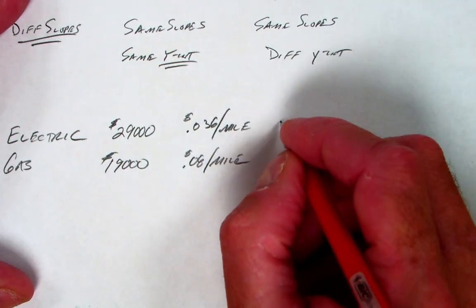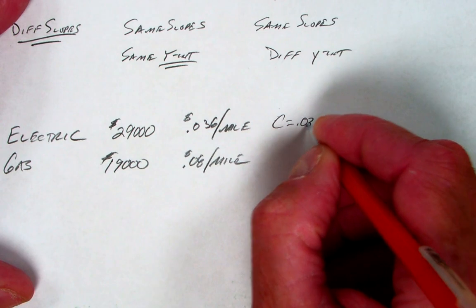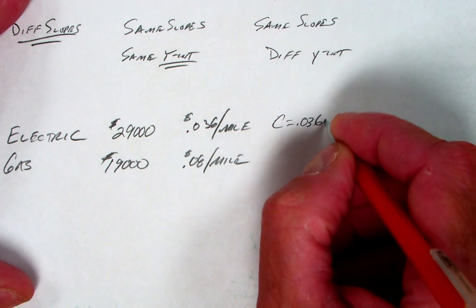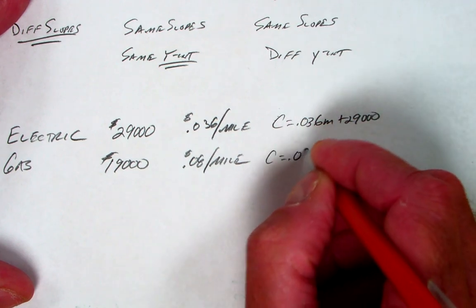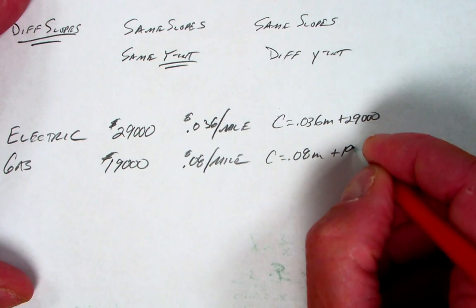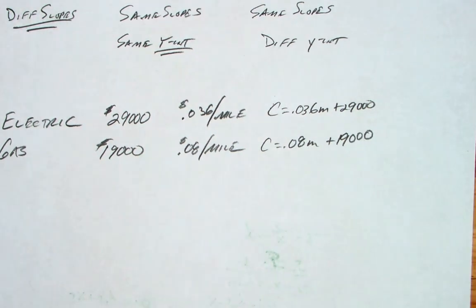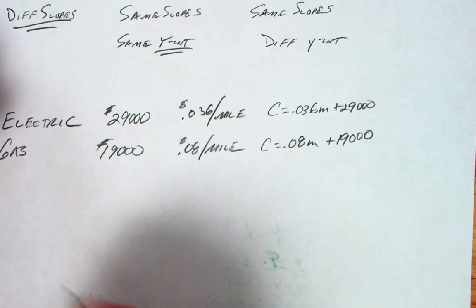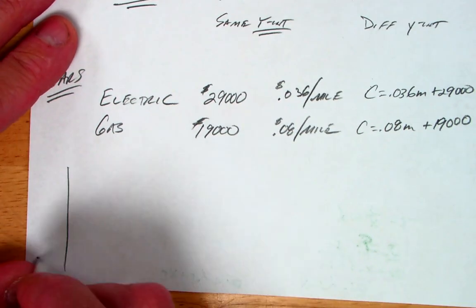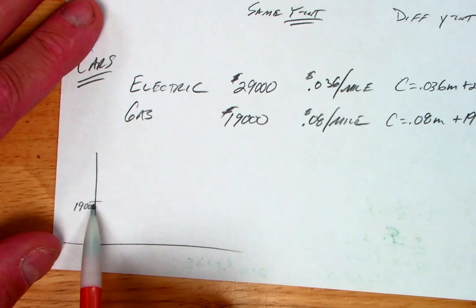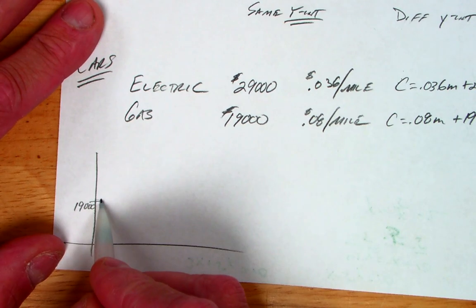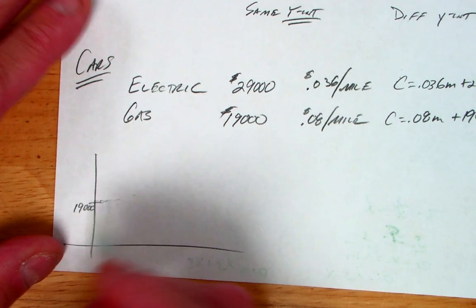So then your equation comes pretty nicely. The cost is 0.036M plus 29,000. Here your cost is 0.08M plus 19,000. So we could go ahead, if we solve this by graphing, this is going to cause us troubles. Why? Because it's really, really hard, if not impossible, to say, okay, I'm going to start up here. Don't write this down. If I start at 19,000 and then I'm going to go up 8 cents per mile, that's just not going to work well at all.